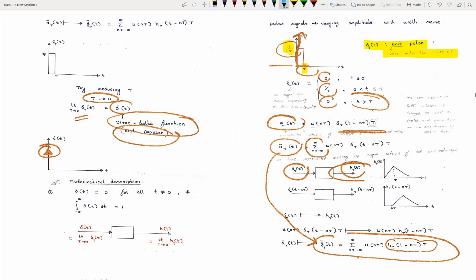So how do we represent it mathematically? Delta of t equals 0 for all t not equal to 0, and the area, the integral from minus infinity to infinity of delta of tau d tau, equals 1. This is one of the definitions of the Dirac delta function, also known as the unit impulse function. For this delta of t, we assume that we know the response, and it is represented with h of t.